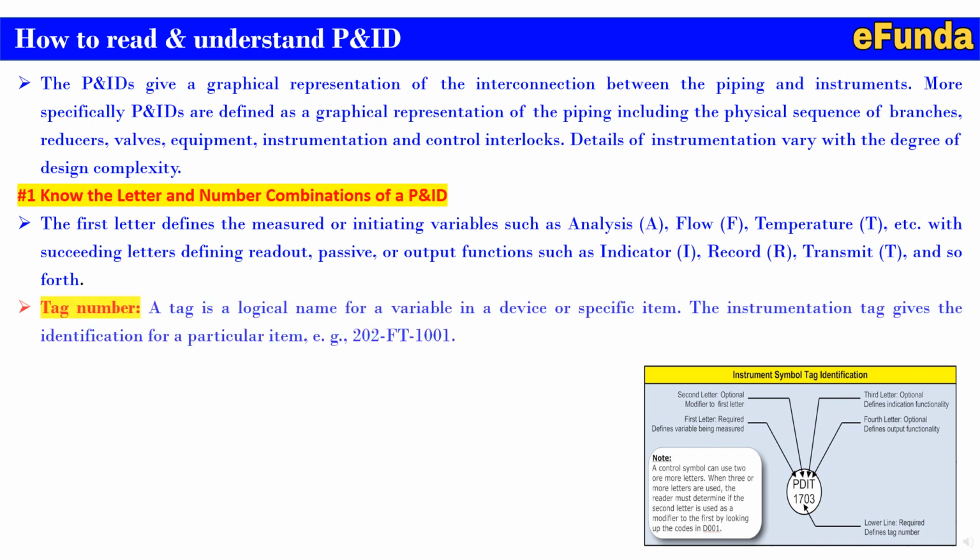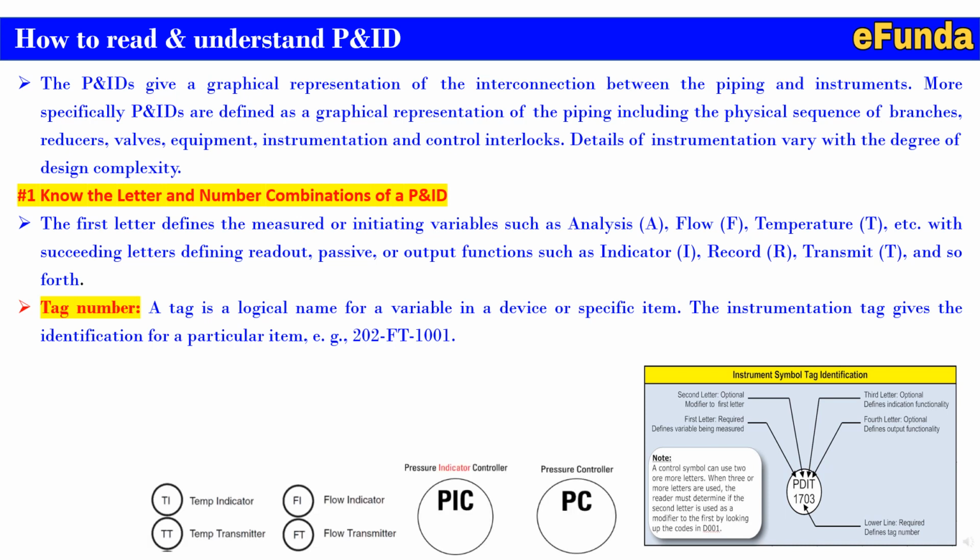Similarly, the tag number: a tag is a logical name for a variable in a device or a specific item. The instrumentation tag gives the identification for a particular item, for example 202 FT 1001. For understanding this, one can refer to the pictures where the circles are denoted with letters in the middle indicating the functionality: TI is the temperature indicator, TT is the temperature transmitter, flow indicator, flow transmitter, PIC is the pressure indicating controller, pressure controller, etc.